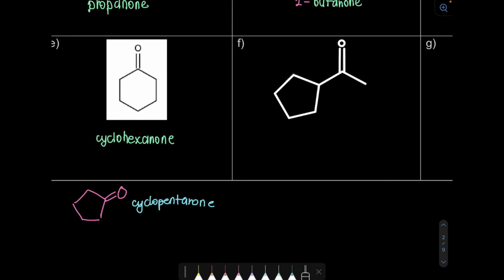So let's look at question F. If the C double bond O is directly bonded to the cyclic structure, it becomes cyclopentanone. But as we can see here, our double bond O is not directly bonded to any of the cyclic structure. It is not. This is on 1, 2 here. Okay, so how do we name it? It should not be cyclopentanone, we have to count how many carbons are in the straight chain here.